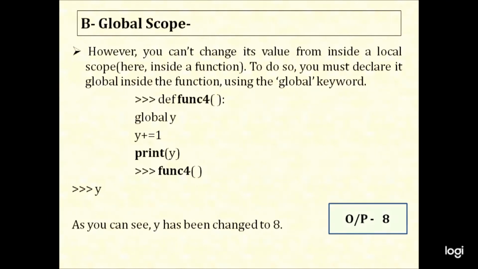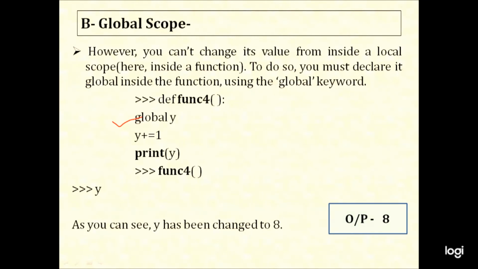Still, if you want to change the value of a global variable inside a local scope or inside a function, remember, you have to use the global keyword to update the global value. By using the global keyword, you can update or change the value of global variables.